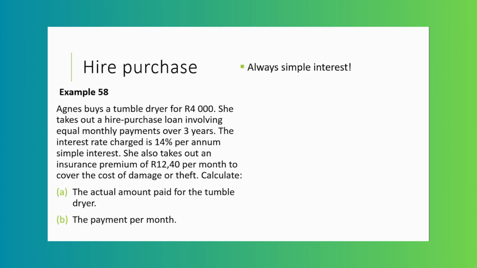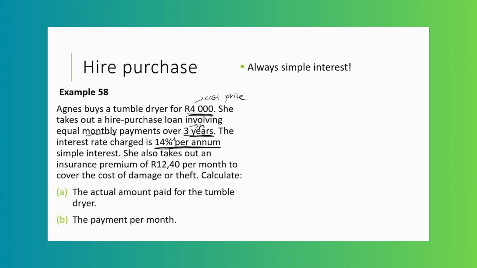So here they're telling you Agnes is buying a tumble dryer for 4,000 Rand. Okay, this is the cost price. It's what it costs originally. She takes out a hire purchase loan involving equal monthly payments over 3 years. So we already know this 3 is going to be our N. The interest rate is 14% per annum. This is how we know our N is going to be 3 and not 3 times 12, because it says per annum, per year. Simple interest.